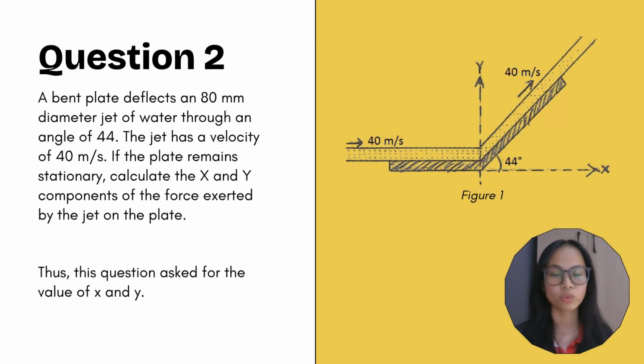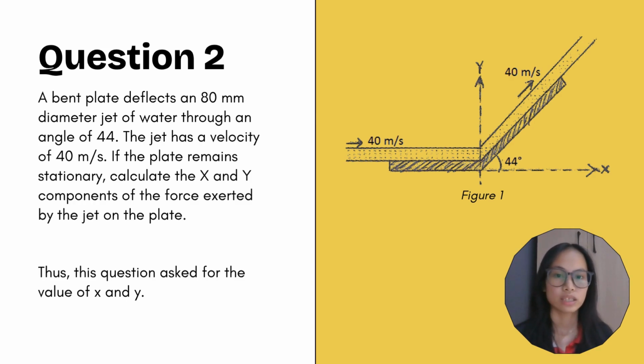In this question, we have a bent plate that deflects a water jet with a diameter of 80 millimeters. The jet strikes the plate with a velocity of 40 meters per second and it gets deflected through an angle of 44 degrees. The plate is assumed to be stationary, meaning it does not move when the jet hits it. Because of that, the force of the water is completely transferred to the plate.